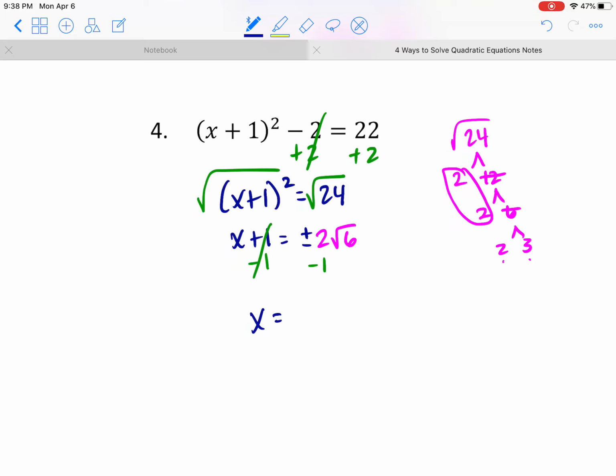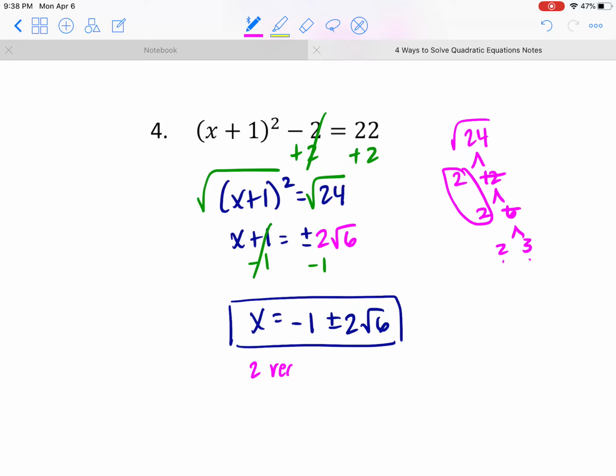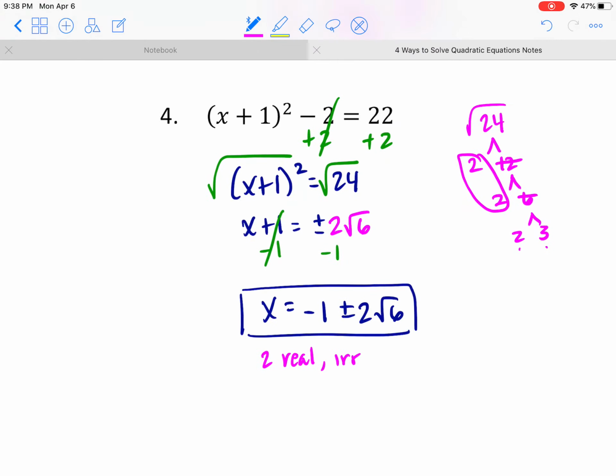Right, now I still got to solve for x here. Since there's a plus 1, I got to subtract that over. So x is going to equal, this is just like the last one. I can't combine 1 with a 2√6. Radicals can only be combined with other radicals, so I can only combine √6's with other √6's. So this negative 1 and this ±2√6 have to stay separate. Now these are two ugly solutions, but they're real solutions, right? There's no imaginary in there. So this would be two real solutions, but these ones are irrational.